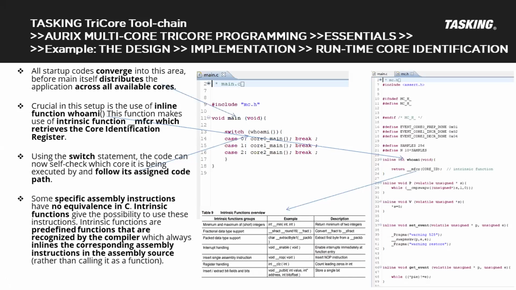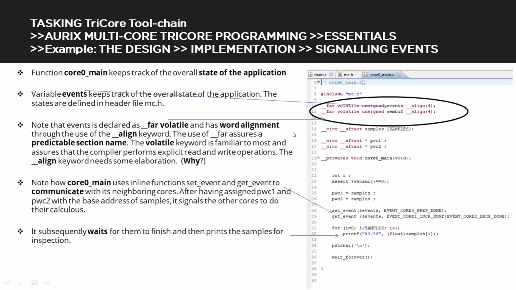Okay, so here again, as we agreed, this core 0 main function, which is the task that's going to be executed on core number 0, keeps track of the whole application, or the state of the whole application.